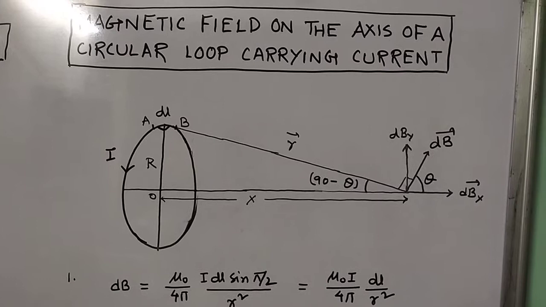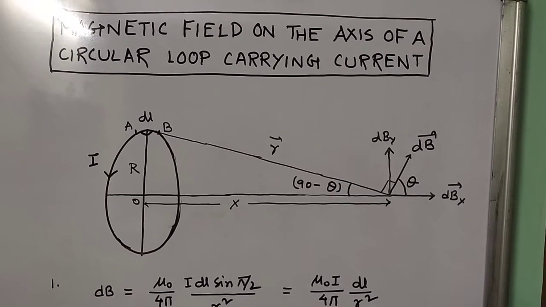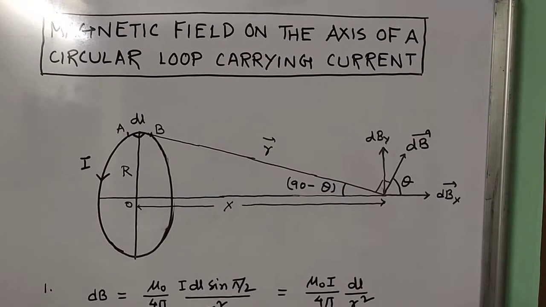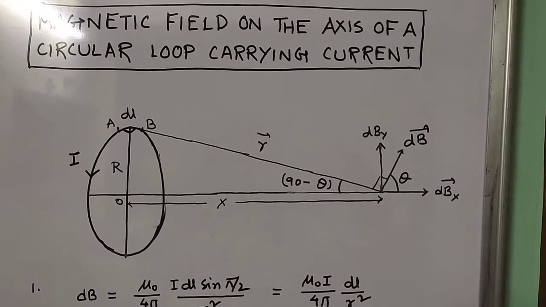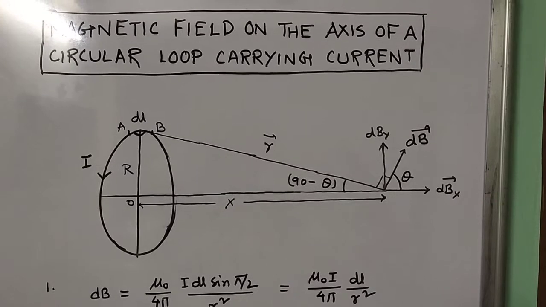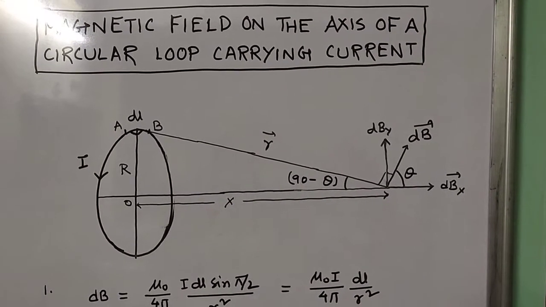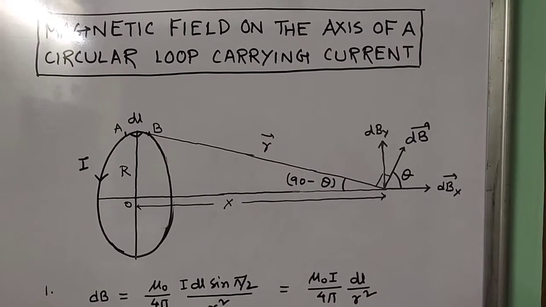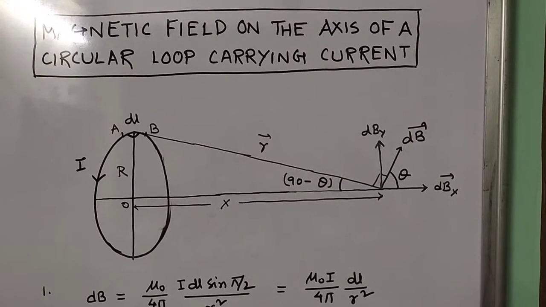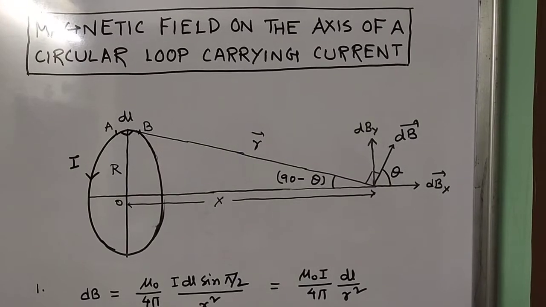Now we have considered a point at a specific distance x from the center of the loop, and this is the specific point where we have to define the magnetic field due to the circular loop carrying current. Now if you see the Biot-Savart law, you will see that dB is perpendicular to IDL and R, if you see the vector form of the Biot-Savart law.